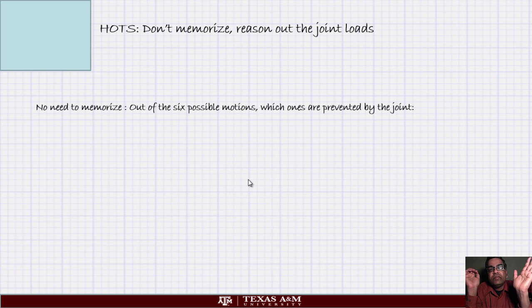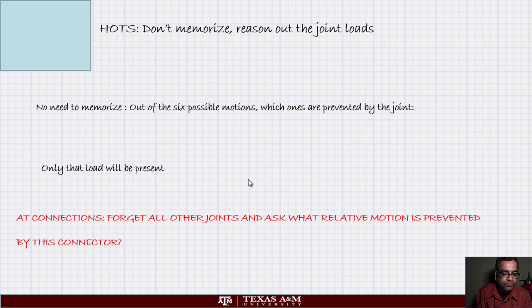Depending upon which of these 6 are prevented, there will be a corresponding force or moment. That's the whole idea. So you have to look through and say, is it preventing surging? Is it preventing swaying? What is it preventing? Only that load which will prevent stuff from happening will be present. That's how it works. At connections, forget all the other joints and ask what relative motion is prevented by this connection. That's what decides the force. Now we are going to look at 3-dimensional connectors.